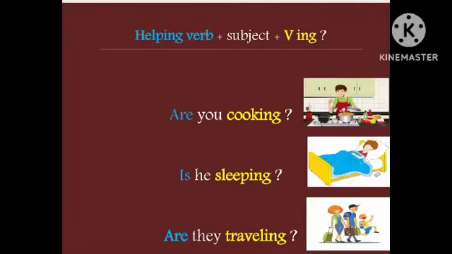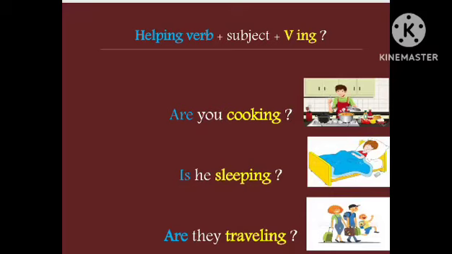So in the question we use the verb to be, then we use the subject, then we use the verb plus ing. In the first question we have the subject you. The subject you takes the verb to be are. So the question will be are you cooking?